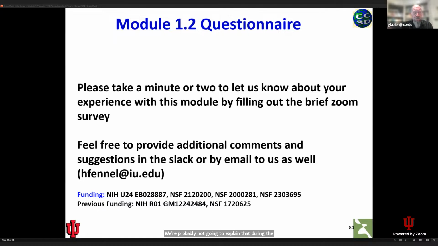We're probably not going to explain that during the class, but if you look in the manuals, you can do that. Switching from 2D to 3D, though, you can't do because the way energies and forces are calculated is different in 2D and 3D. You change that at the beginning of the simulation using the dimension tag, and that allows you to switch between 2D and 3D.